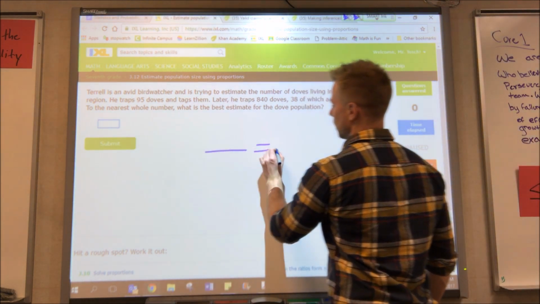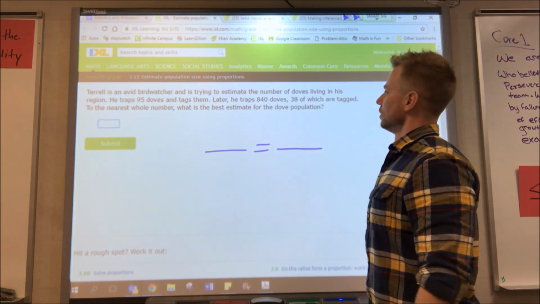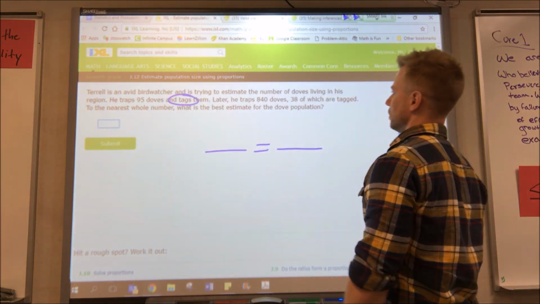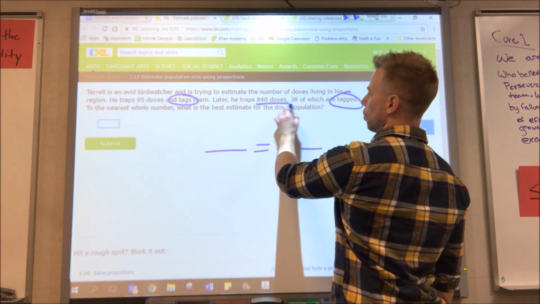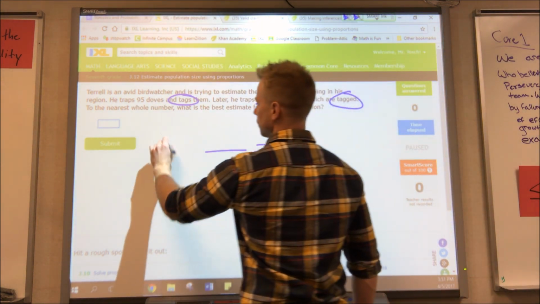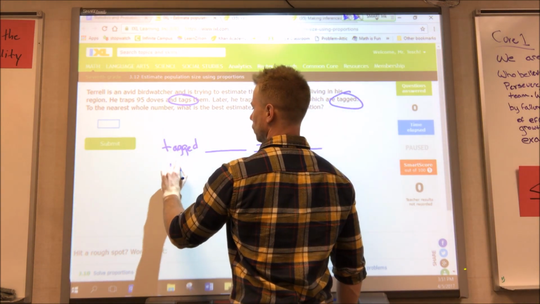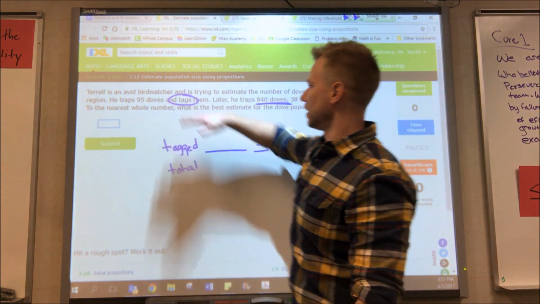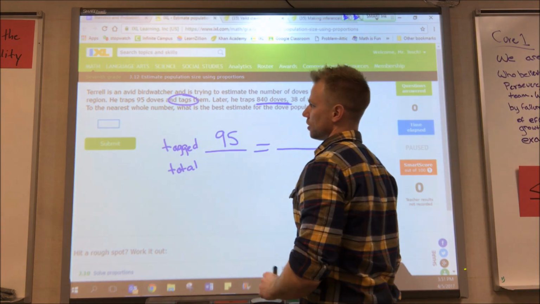All right, we need to set up a proportion. We're going to have tagged, because we have tagged doves, and then we have total doves. So we're going to do tagged and total. It says he traps 95 doves and tags them. So those 95 are tagged.